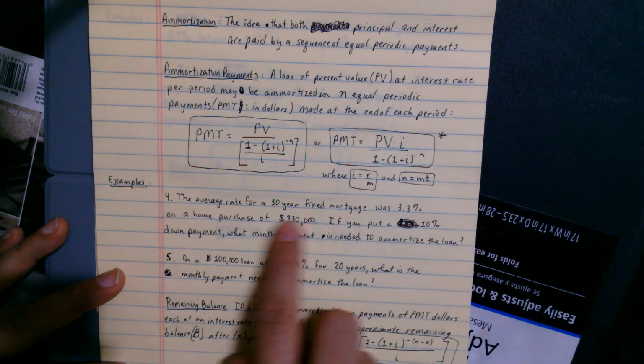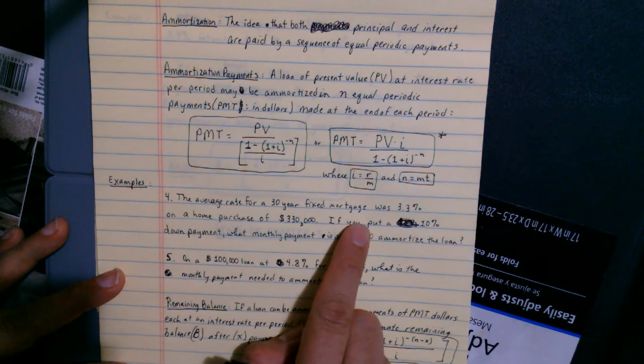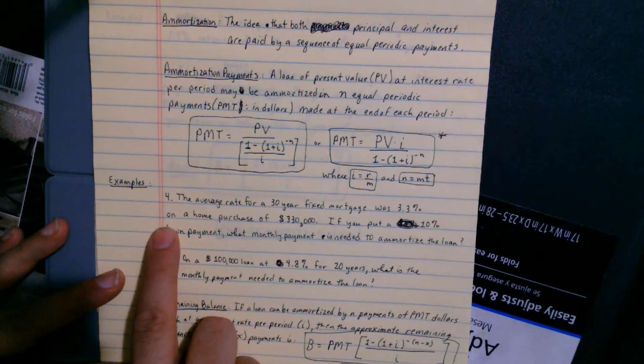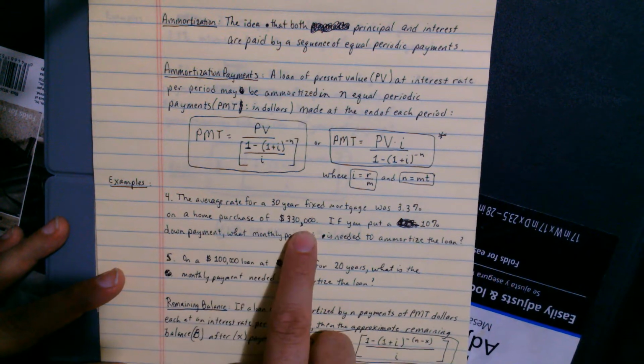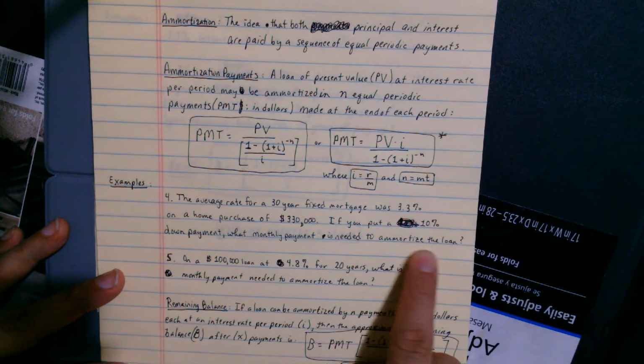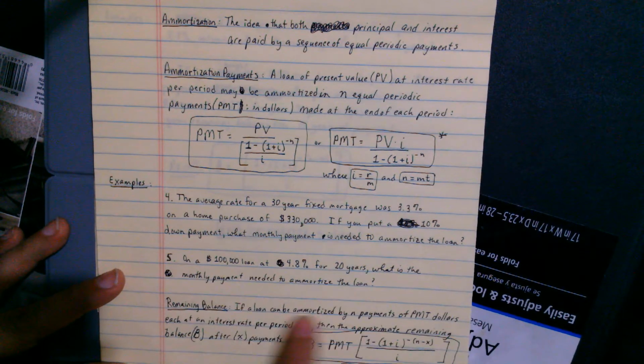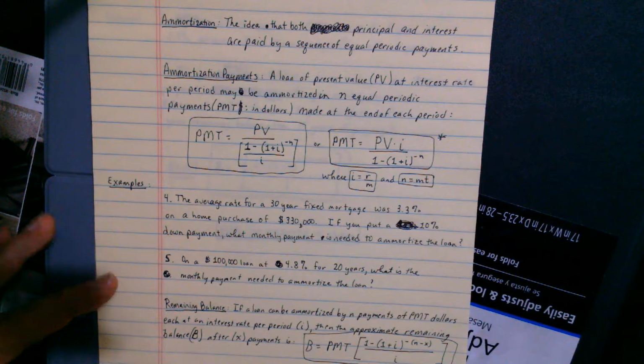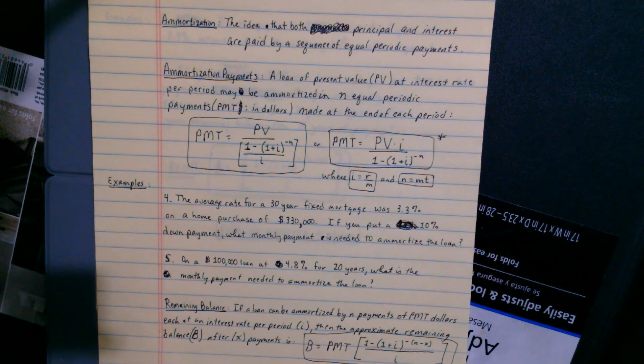And so you have the average rate of a 30-year mortgage was 3.3%. Examples. On a home purchase of $330,000, if you put a 10% down payment, what monthly payment is needed to amortize the loan? So you're looking for a monthly payment. It's typically monthly. Sometimes you can do semi-annual or quarterly, but for the most part, we usually get our bills every month.